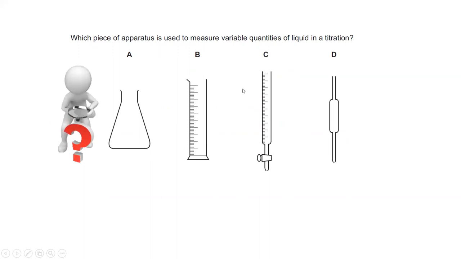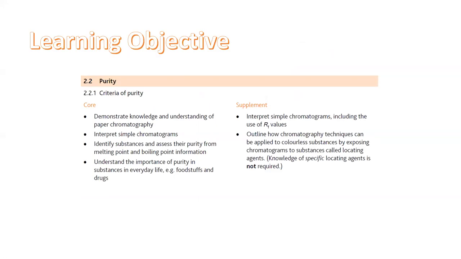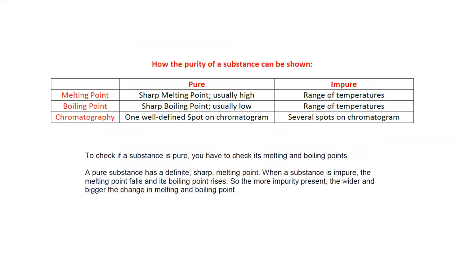This question is related to acids, so we will leave this part right now. Now moving on to the second part, topic 2.2, which is about purity. This is our learning objective, the criteria of purity. If we want to check whether a substance is pure or impure, we can check the melting point, we can check the boiling point, or we can use chromatography.